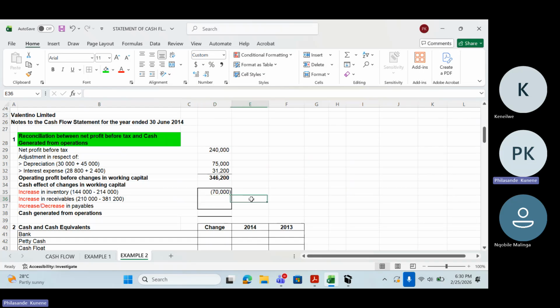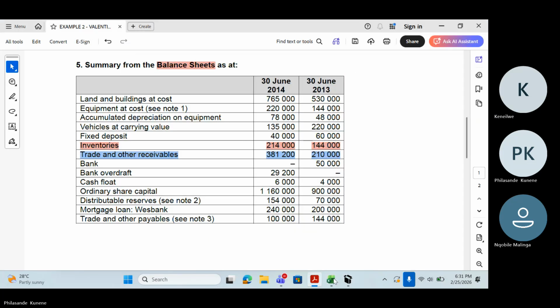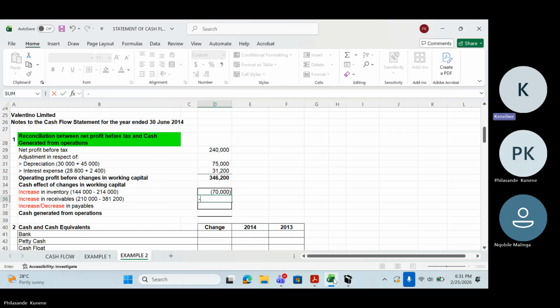Okay, so how much will be our outflow of cash? 74,000 rands, when we're saying 210,000 minus 381,000 rands. Sorry? I made a mistake. I don't think it's 74,000 only. No, it can't be. How much are we getting? You do it again.